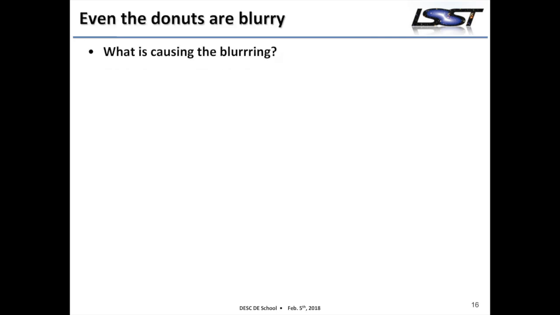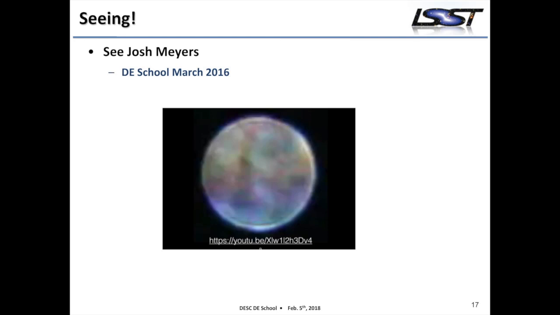What's causing the blurring? Josh. Josh is responsible for all of the blurring. Dark Energy School also last March. This is a picture of a single star through a fantastic telescope. And if you go ahead and click on this link, I'll post my slides right after we finish. You will see how the seeing affects the star image.